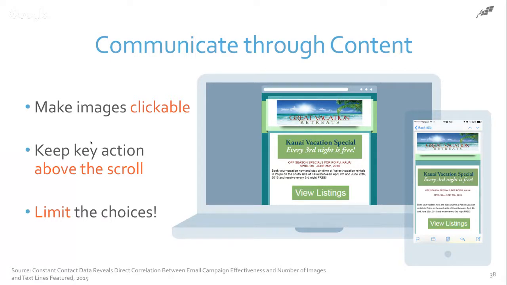So that should be a link back to the homepage of the website or of the business. So go ahead and do that. Make sure that all of your key action is above the scroll. Include your call to action above the scroll, and that in this case is view listings for the Kauai Vacation Special.